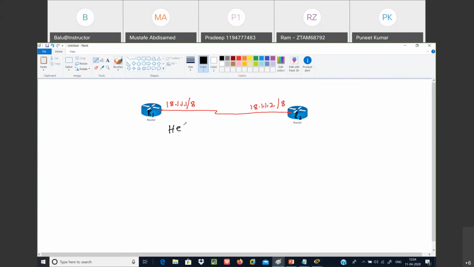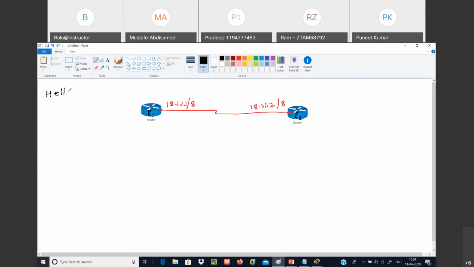Router 1 will send a hello, and router 2 will also give a reply. But what is exactly inside the hello packet? Hello packets are exchanged every 10 seconds. What is the information inside the hello packet? Now, let me discuss what the hello packet content is.